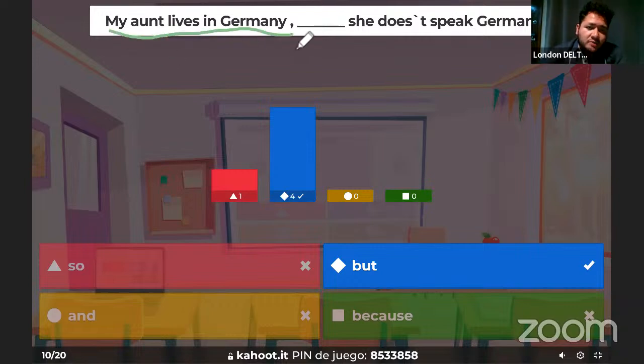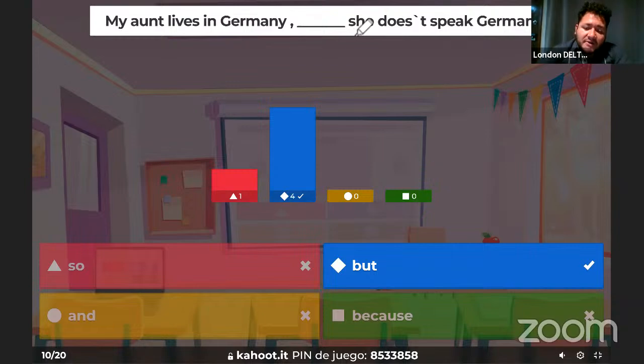Bueno, una oración simple es como esta. My aunt lives in Germany. Mi tía vive en Alemania. Una sola idea que empieza y que termina, right? So this is a whole idea that can be understood isolated. This is a simple sentence. Y she doesn't speak German también es una sola idea. Ella no habla alemán. Es decir, si yo tomo esta oración y la escribo en otro lado, esta es una oración que por sí misma ya se entiende.